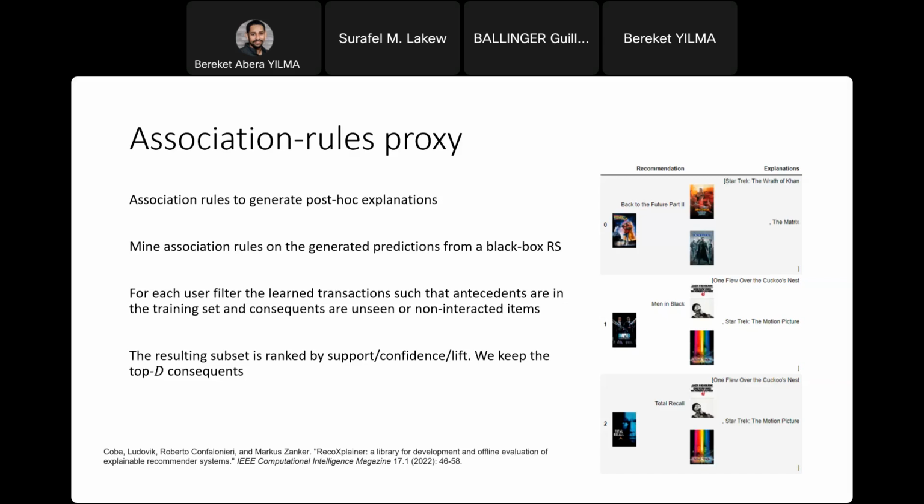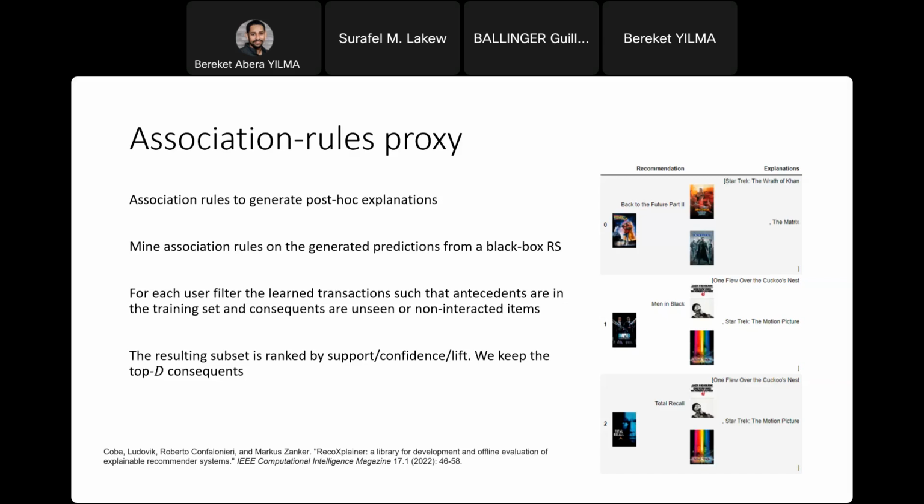And for every recommendation, we need to repeat this post-hoc explanation, and we can learn to explain a recommendation to the user based on these past interactions. And these are usually deemed understandable explanations in the domain of recommender systems.